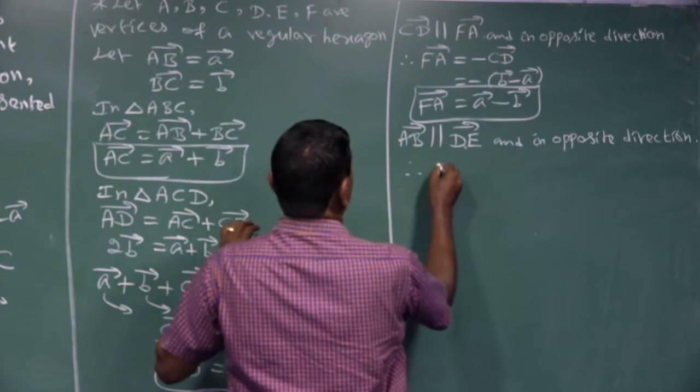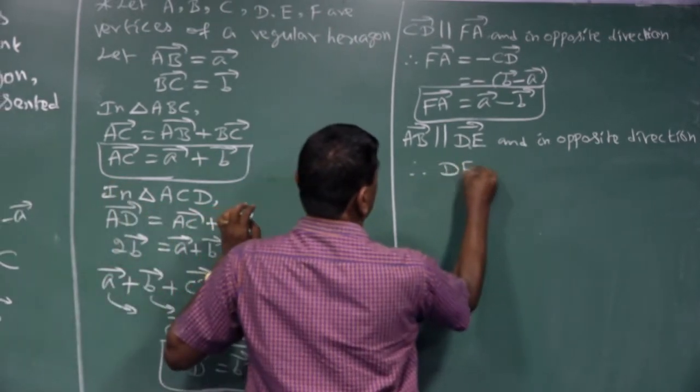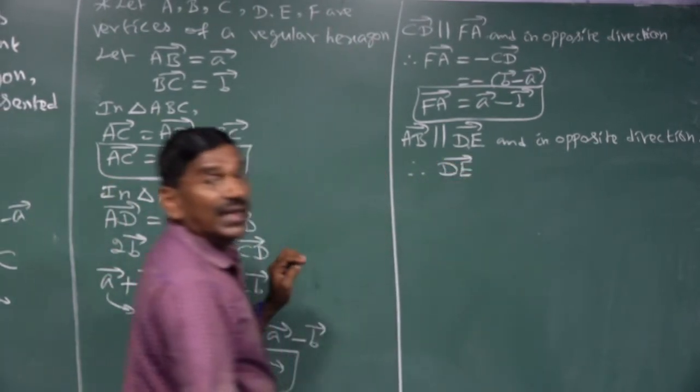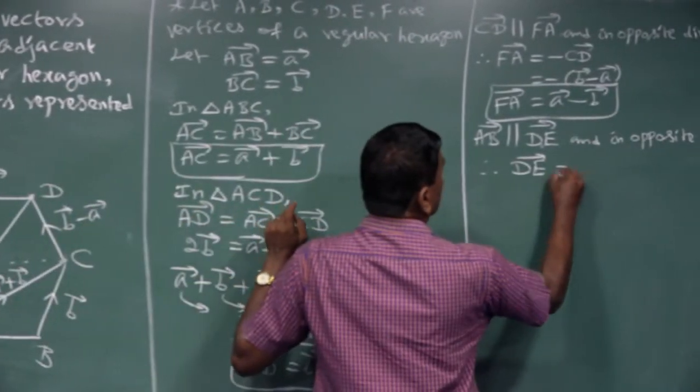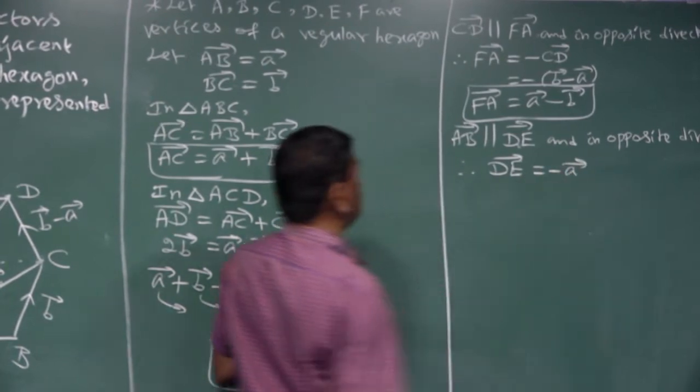Therefore, can you tell me what is the DE vector? DE vector is equal to minus A vector. Okay. Next.